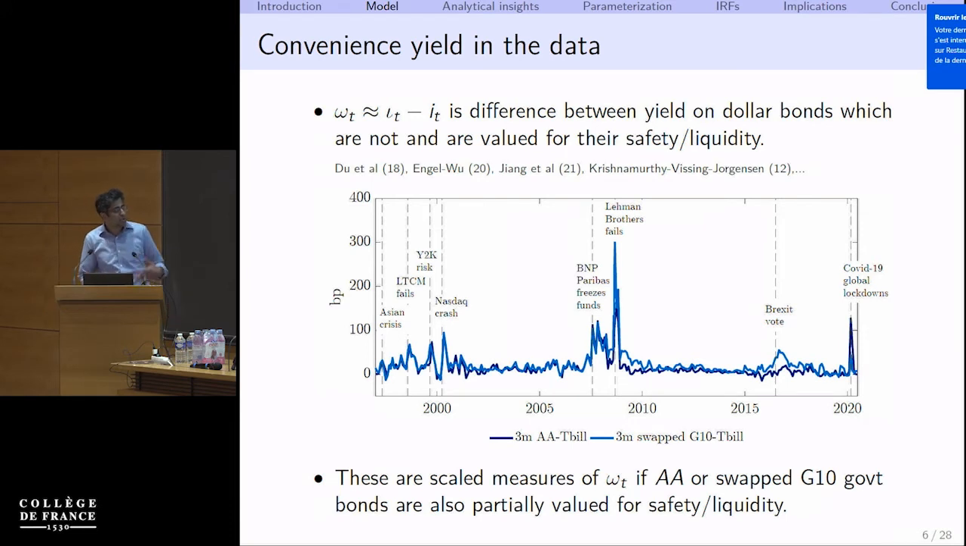Finally, let me just note as a quantitative point that if AA commercial paper or swapped foreign government bonds also offer some safety or liquidity properties, then this may understate the true flight to safety in the economy in bad times.